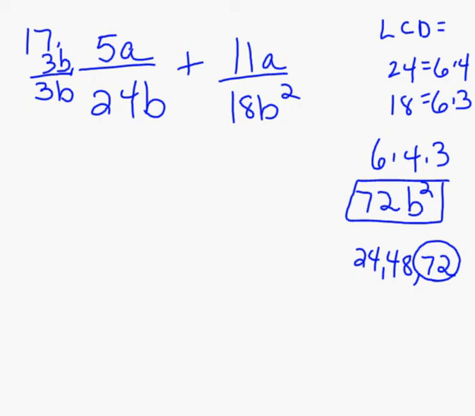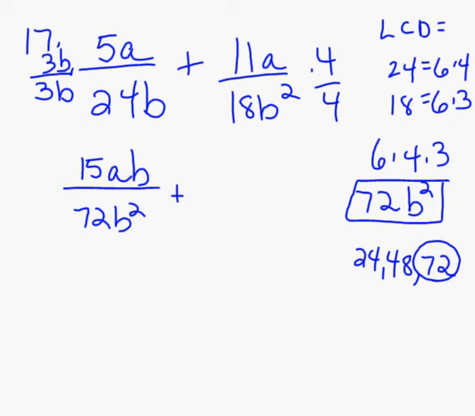And that's going to be, what do you think? 4 times. 18 goes into 72 4 times, so I need to multiply the top and the bottom by 4. B squared I already have. That was the variable part of my common denominator, so I don't need to multiply anything there. So now I multiply 3b times 5a, which gives me 15ab, over my common denominator of 72b squared, plus 11a times 4 is 44a, over 18b squared times 4 is 72b squared.